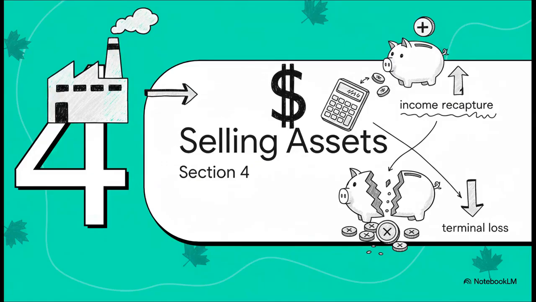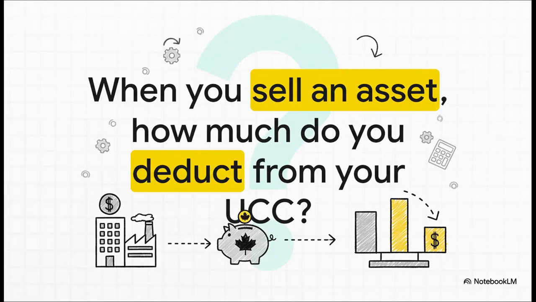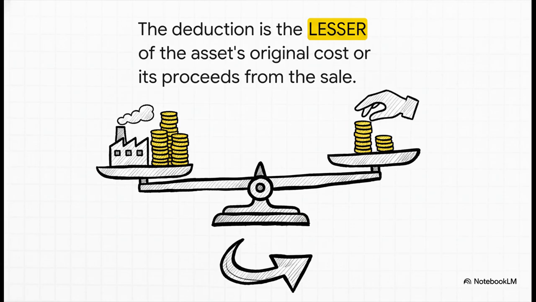Okay, so we've covered buying assets, but eventually assets get sold. And when that happens, a whole different set of rules kicks in. This can lead to one of two very different outcomes, something called a recapture of income, or its opposite, a terminal loss. Before we can figure out if we have a recapture or a terminal loss, we have to answer a more basic question. When you sell an asset from a pool, you have to reduce the UCC balance of that pool. The question is, by how much exactly? And here's the rule. It's absolutely critical.